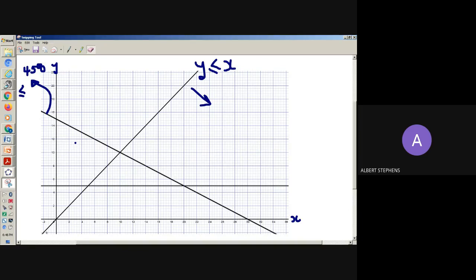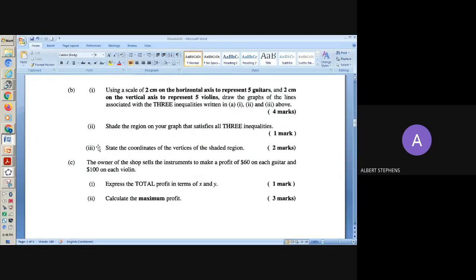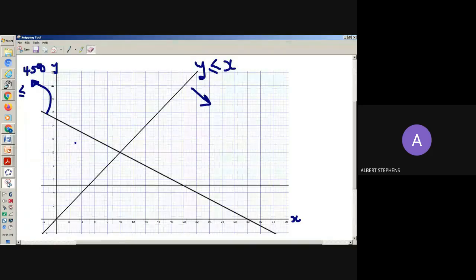All right, we're almost there. So part 3: state the coordinates of the vertices of the shaded region. Remember, this was a shaded region, all of this. That was the area. So they want the points where all the lines meet on the shaded region. They meet right there, and right there.